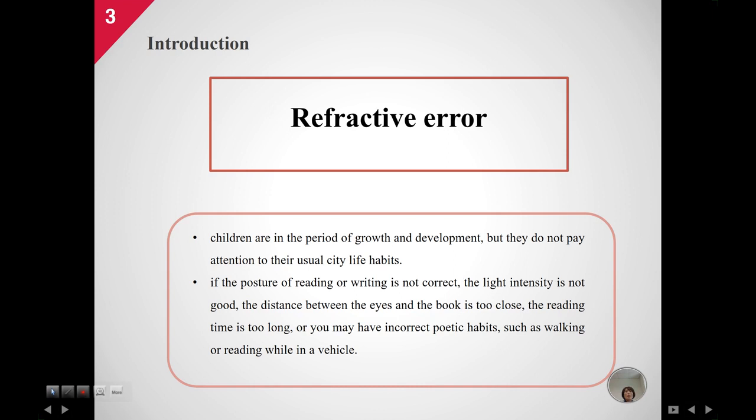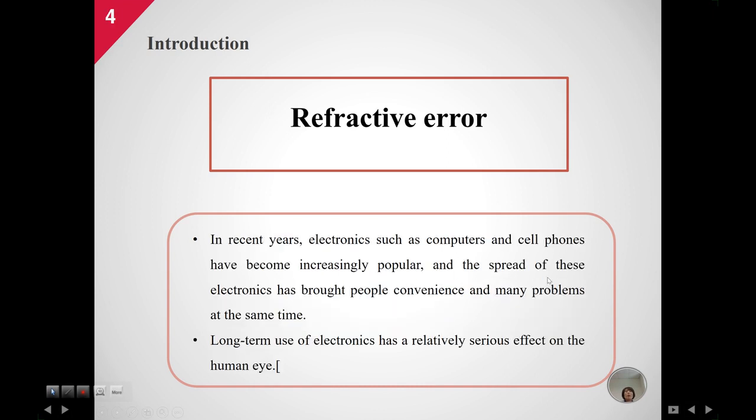In recent years, electronics such as computers and cell phones have become increasingly popular, and the spread of these electronics has brought people convenience and many problems at the same time. Long-term use of electronics has a severe effect on the human eye.